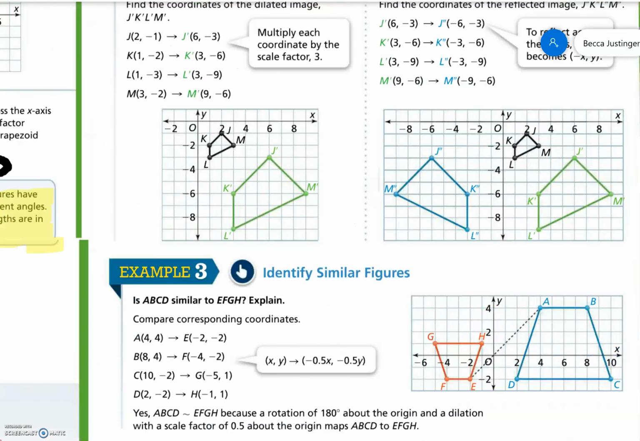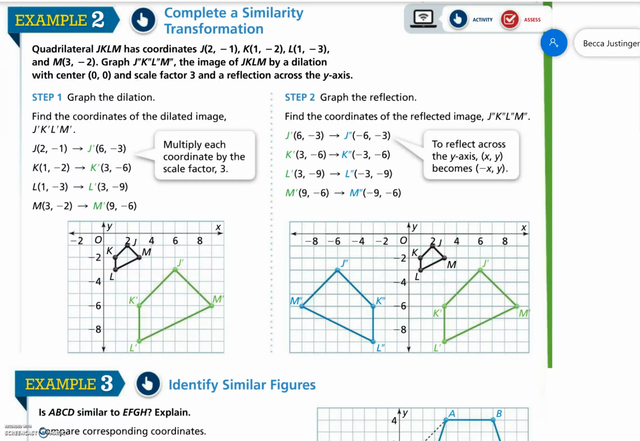All right, example number 2. Complete a similarity transformation. Quadrilateral JKLM has coordinates. J is at 2, -1. K is at 1, -2. L is at 1, -3. And M is at 3, -2. Graph J double prime, K double prime, L double prime, M double prime. Since we have those double primes, we know that 2 transformations are happening. The image of JKLM by a dilation with a center of 0, 0 and a scale factor of 3, and then a reflection across the y-axis.